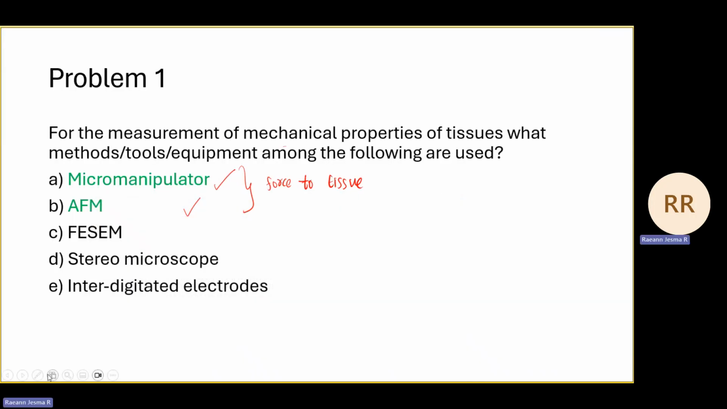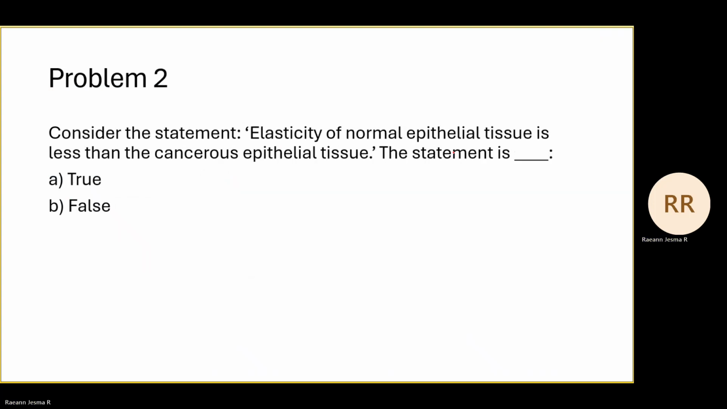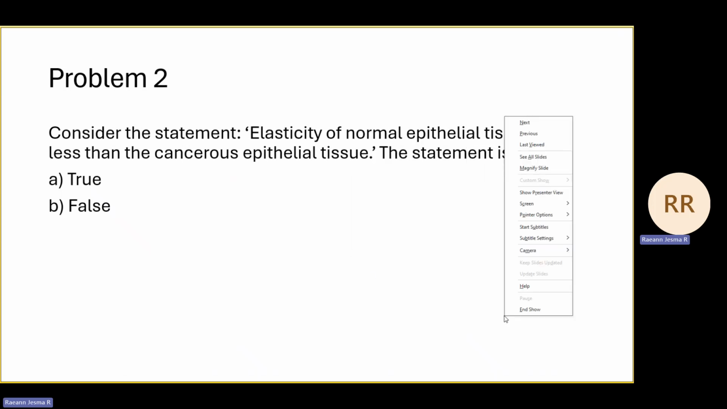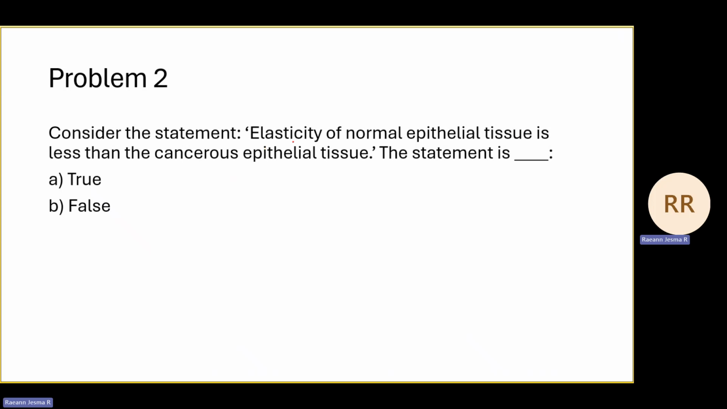Okay. So now let us move on to the next question. Consider the statement: elasticity of normal epithelial tissue is less than that of the cancerous epithelial tissue. This statement is true or false. This is related to the previous question. We know that the elasticity of normal tissue is different from that of the cancerous tissue, but whether the normal tissue has lower elasticity than the cancer tissue or not, which one is the correct answer?